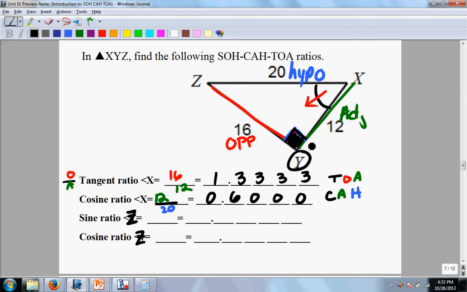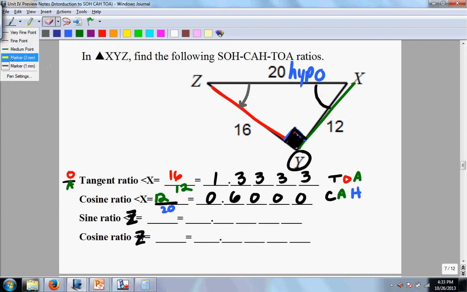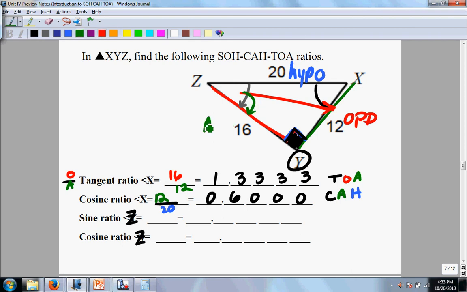Now, when we move the angle, we're changing what is considered opposite and adjacent. So if we're going to use angle Z here, erase this opposite and adjacent, or just cross it out, because now your hypo doesn't change. Because now, if we're going to use Z, 12 is now the opposite, and 16 is the adjacent. So the opposite and adjacent can move around depending on the angle you're working with.